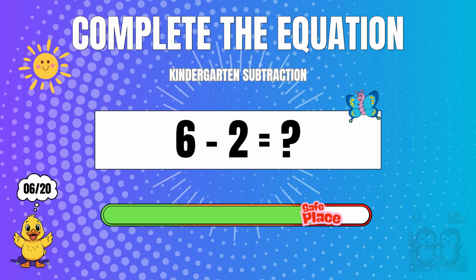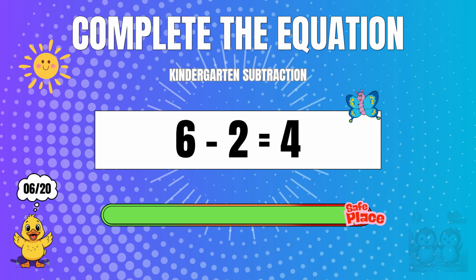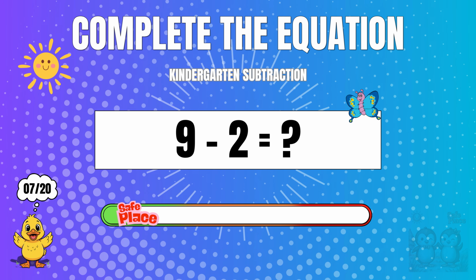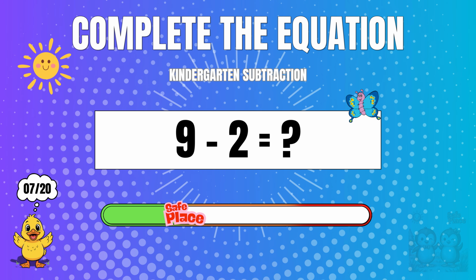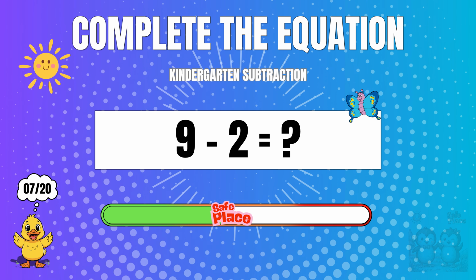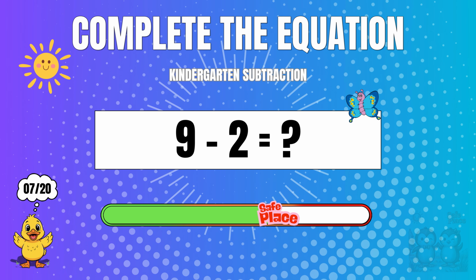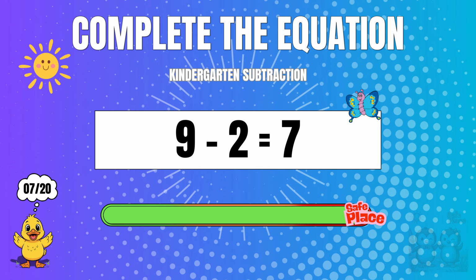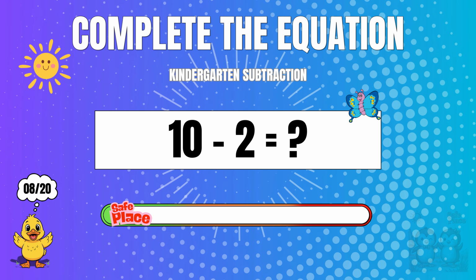Three, two, 1. Correct. The answer is 4. 9 minus 2 equals... Three, two, 1. Well done! It's 7. Try this one.